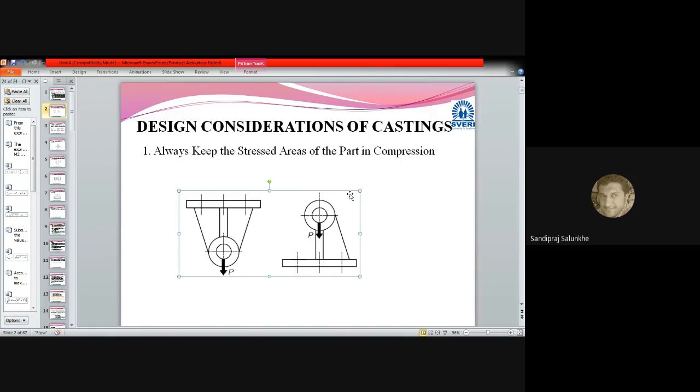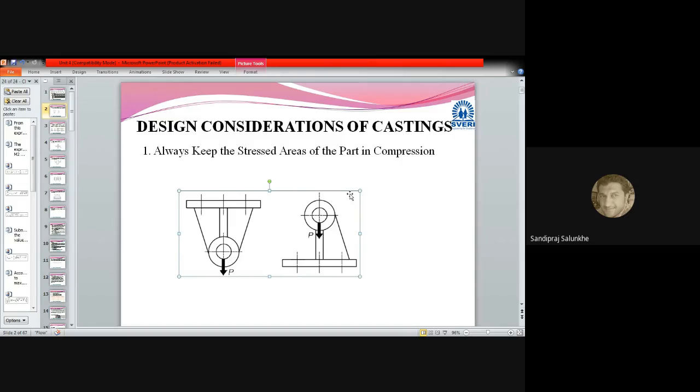Now, design consideration is a very vague term, whereas if you do design for manufacturing, manufacturing includes casting, forging, machining; these are the manufacturing processes. So when we consider that our part will be manufactured after designing, once you calculate all the strengths and dimensions, you prepare a drawing, and that drawing will be given to manufacturing. So that part has to be manufactured.